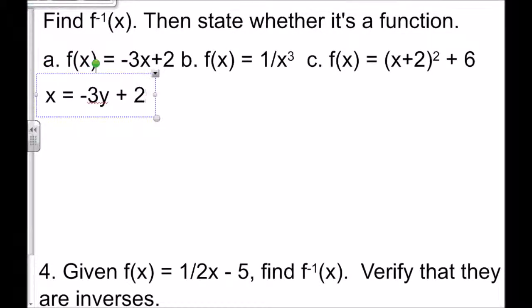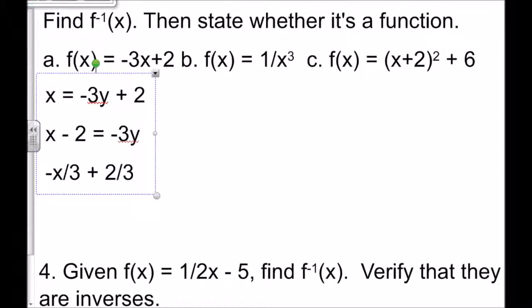Subtract 2 first. X minus 2 equals negative 3y. And then divide by negative 3. So that'll be negative x over 3 plus 2/3. Don't forget to divide both of them by the negative. That's what I'm trying to say. So there is my inverse, my f inverse of x. And we can now replace the y with f inverse of x.